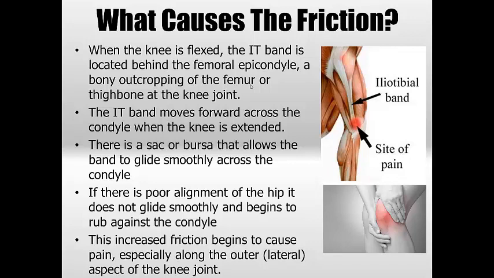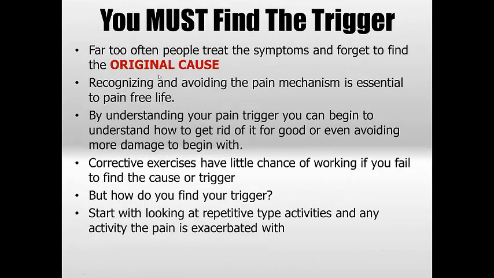Now, when there's poor alignment of the hip and the way that you're moving, this band doesn't glide so smoothly, and it starts to rub against that bony outcropping. This increased rubbing, with lots of repetition or increased force, starts to cause pain, and that's where you feel it on the outside of the knee, and hence its name, ITB friction syndrome.